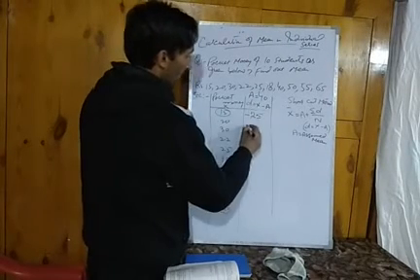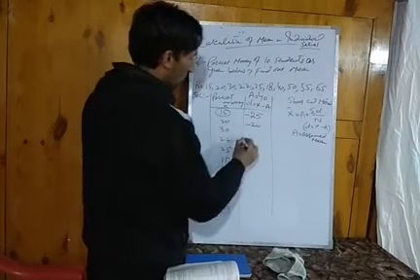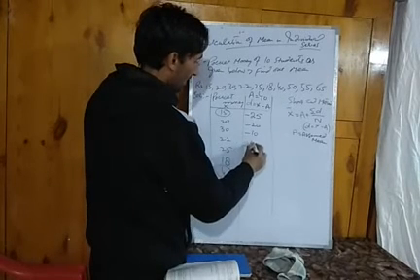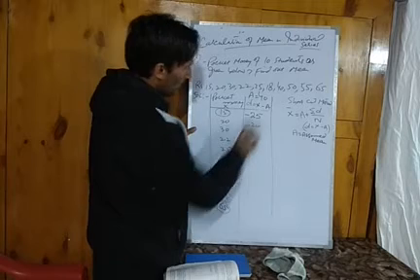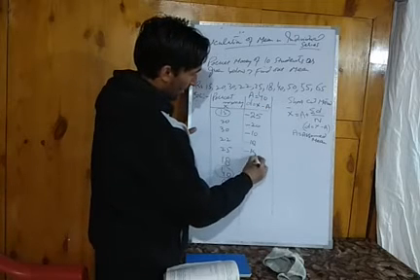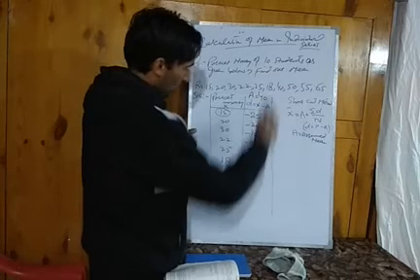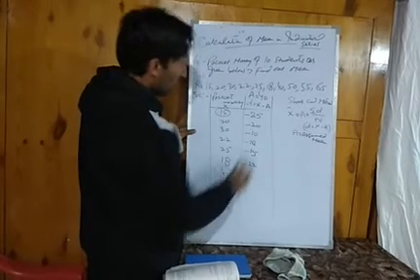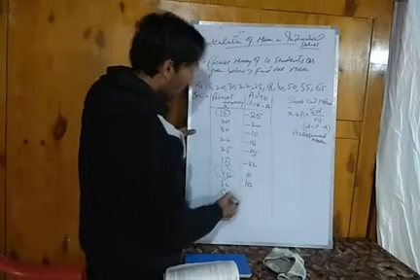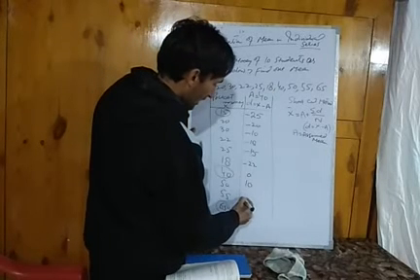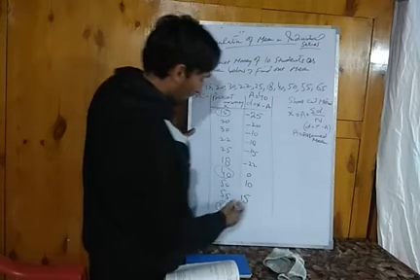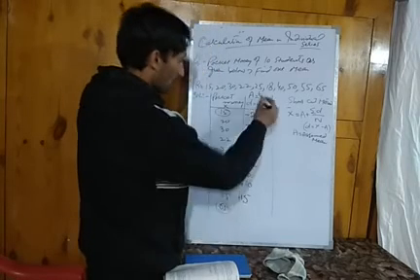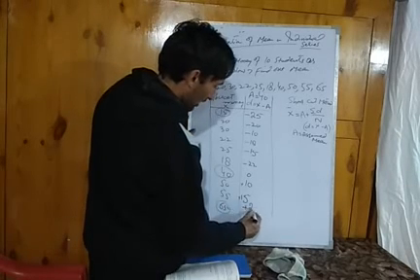20 minus 40 is minus 20. 30 minus 40 is minus 10. 22 minus 40 is minus 18. 25 minus 40 is minus 15. 18 minus 40 is minus 22. 40 minus 40 is 0. 50 minus 40 is 10. 55 minus 40 is plus 15. This is also plus 15. 65 minus 40 is plus 25.